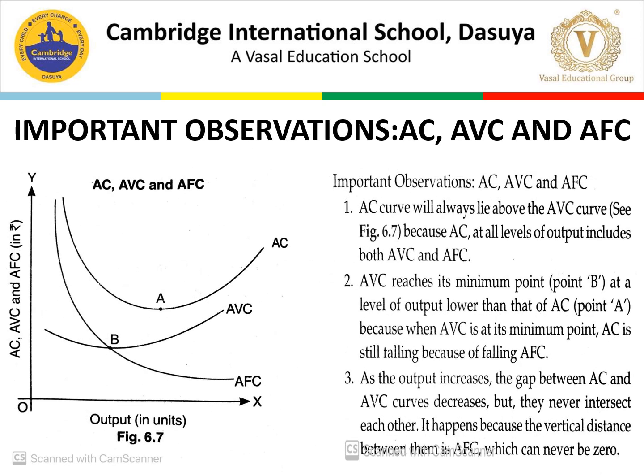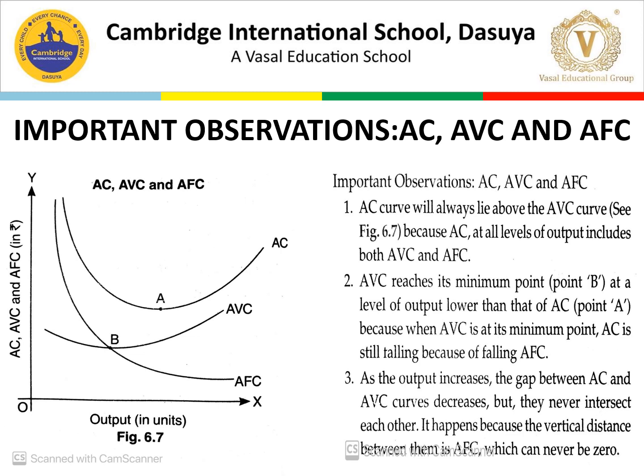That is important observations. So this is the last part of your chapter. So AC, AVC and AFC. We have drawn all the curves on one graph. You can see we have drawn the AFC curve, the AVC curve and the AC curve. Whenever AC comes in front of us, we have to add AFC plus AVC. After adding them, the graph that comes will be U-shaped.